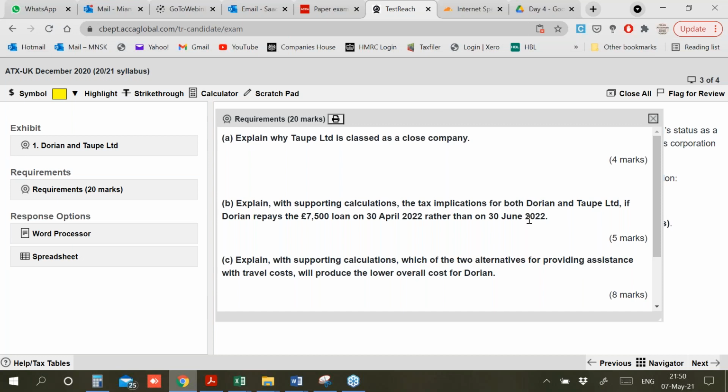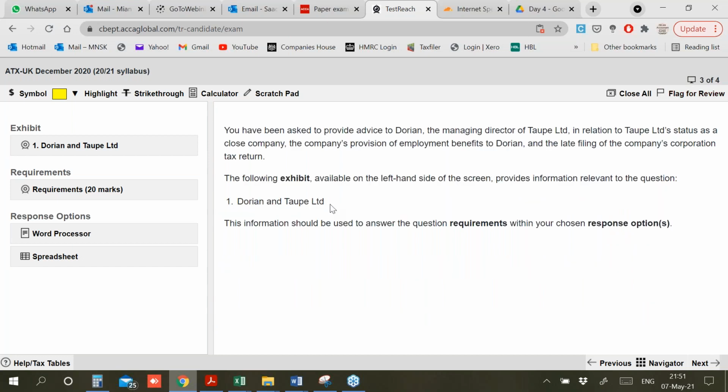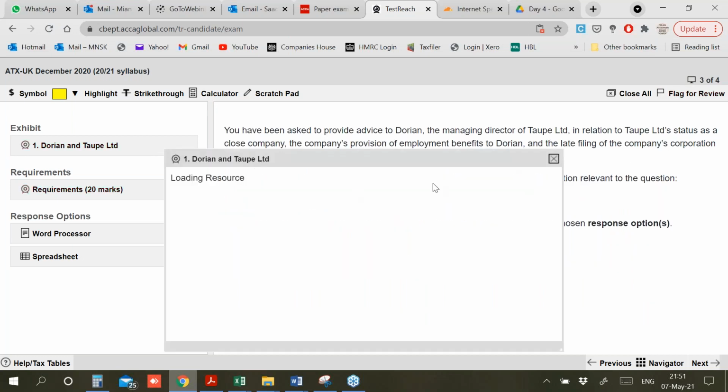Explain, with supporting calculations, which of the two alternatives for providing assistance with travel cost will provide the lower overall cost to Dorian. Again, we have to tell which of the two alternatives will result in lower cost. So let's read the question now.